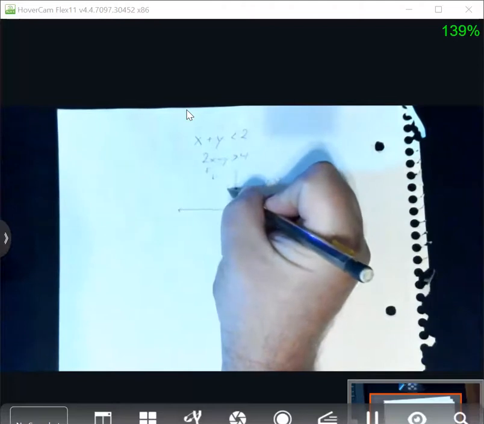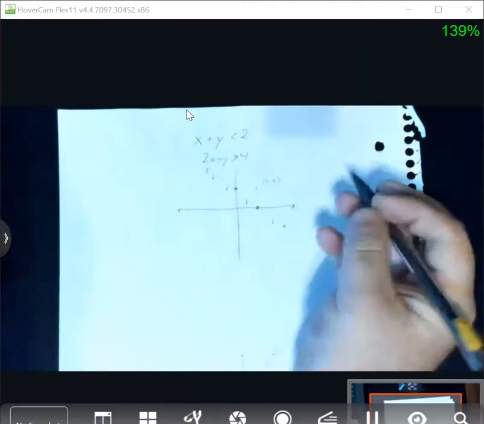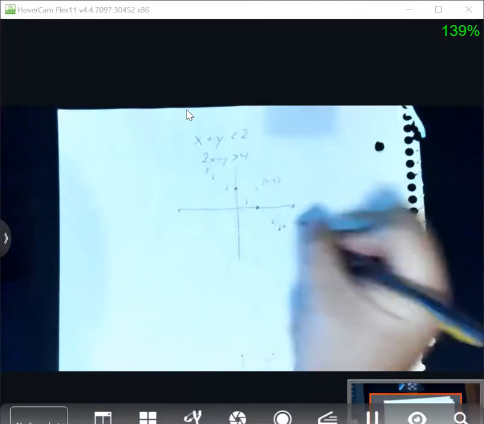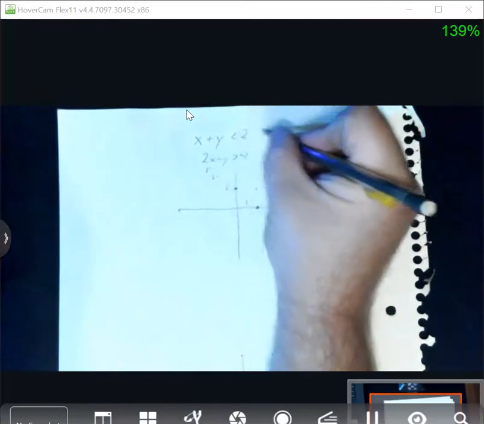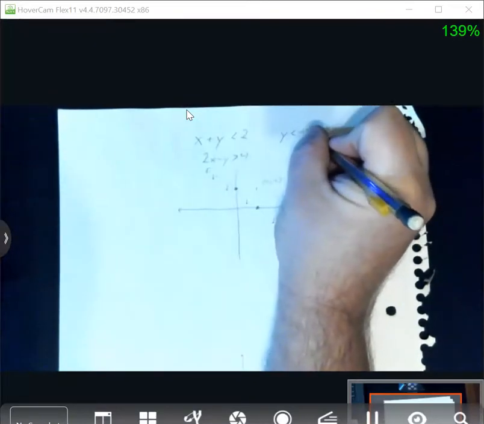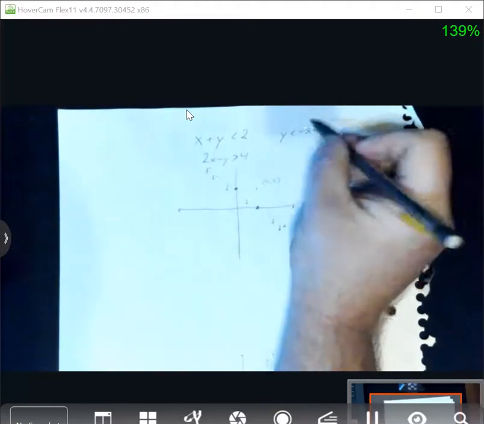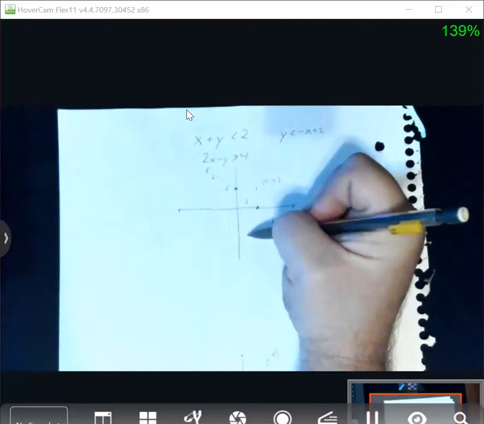I'm not a big fan of that method. Yes, it does work very quickly. And if you like that, more power to you, go right ahead and use that method. I still tend to prefer to think of it in terms of the y. So what I would do is take this same equation and solve it for y. So I'd get y is less than negative x plus 2. And then it's easier to tell, okay, the y is less than, so we're going to shade below.